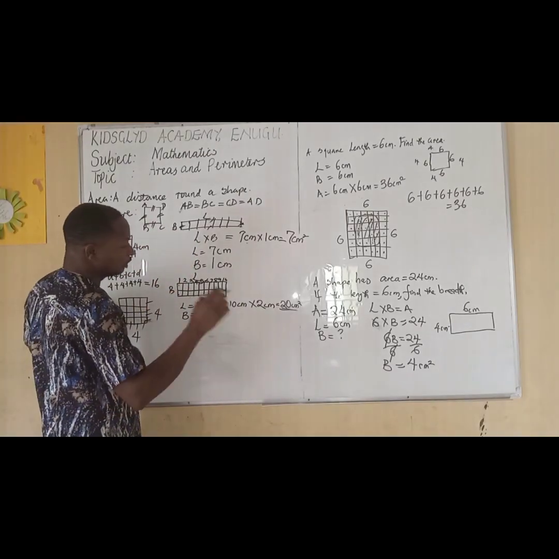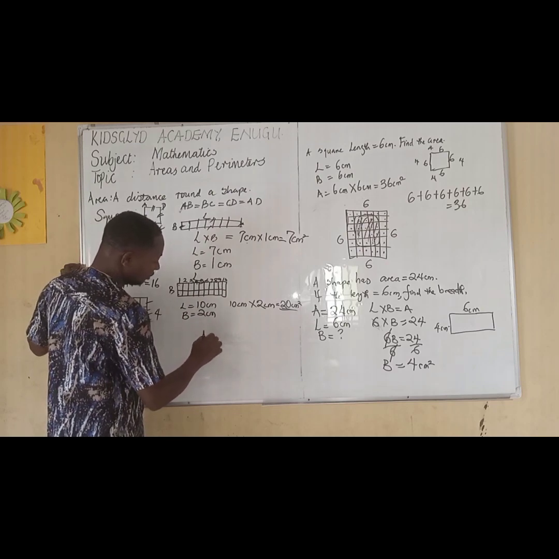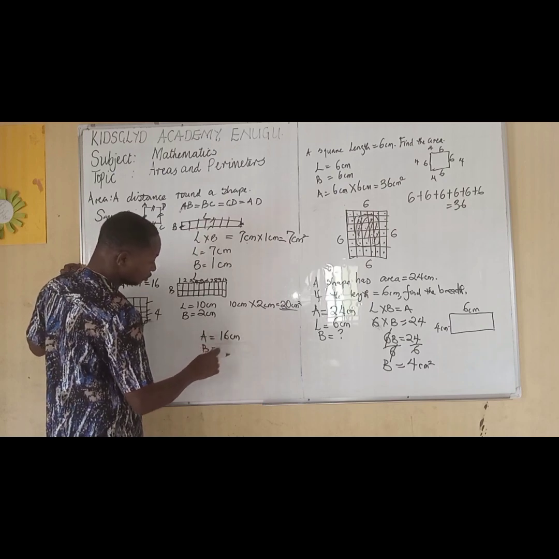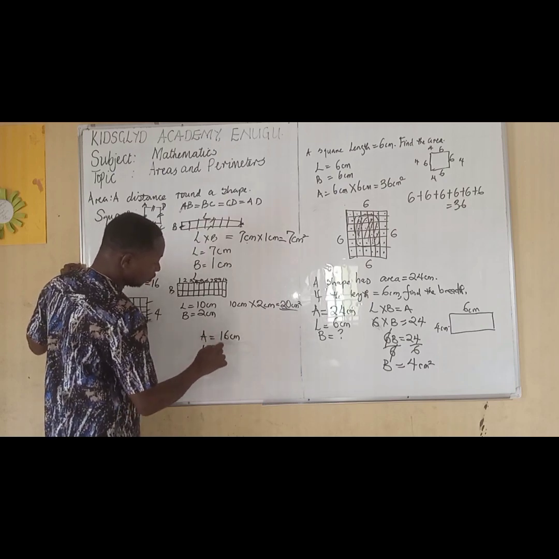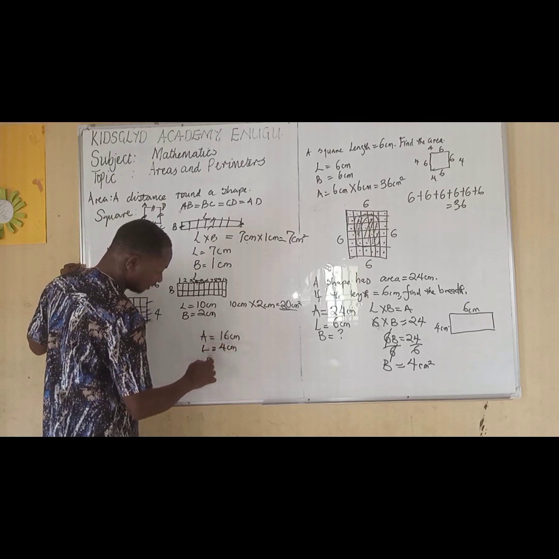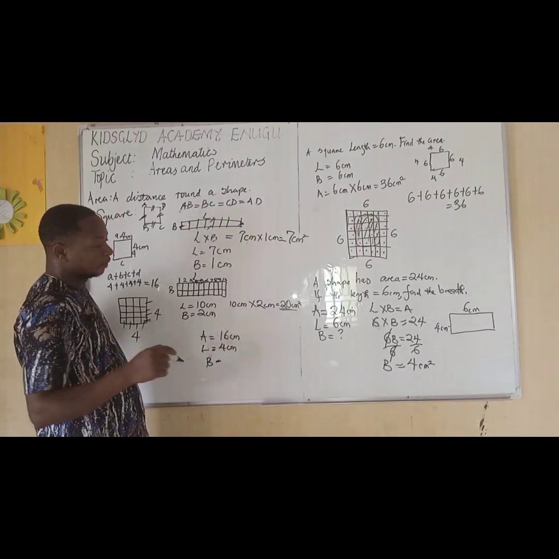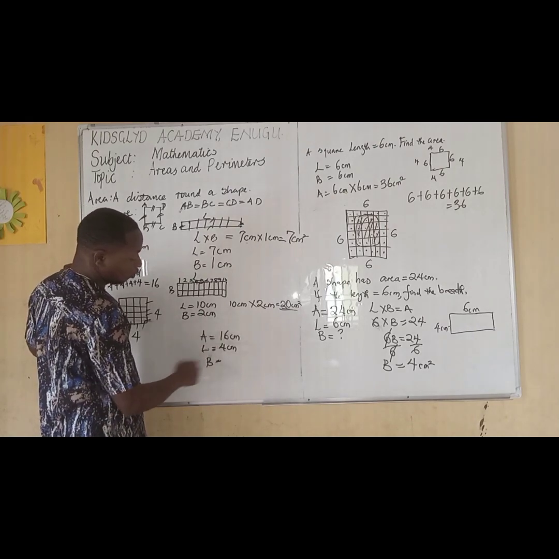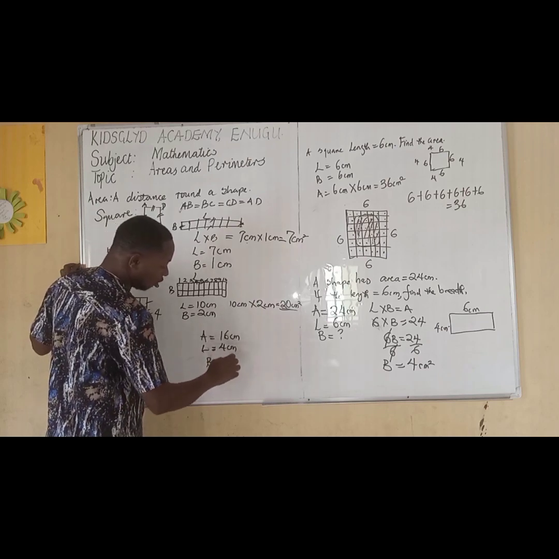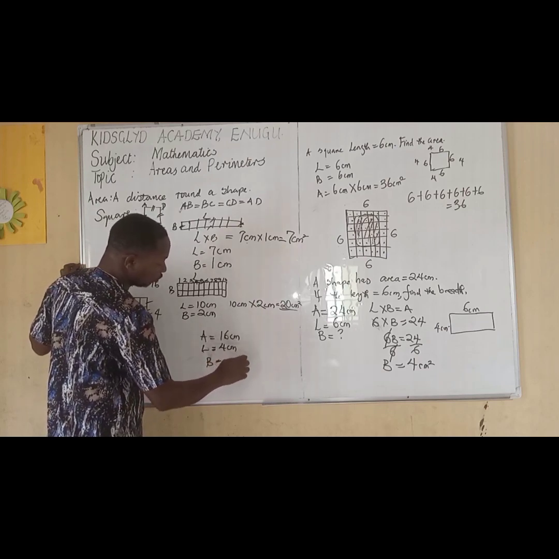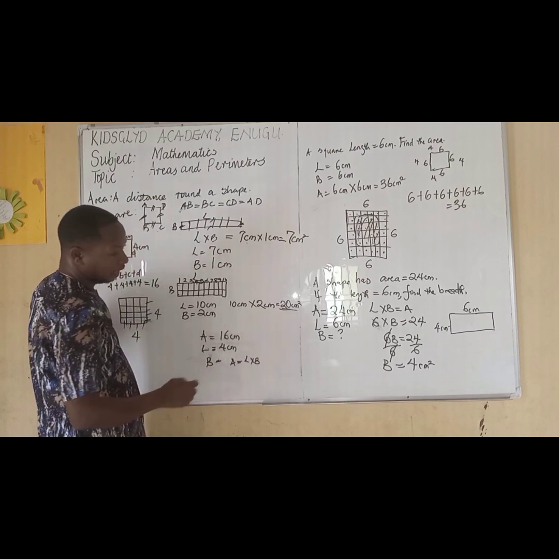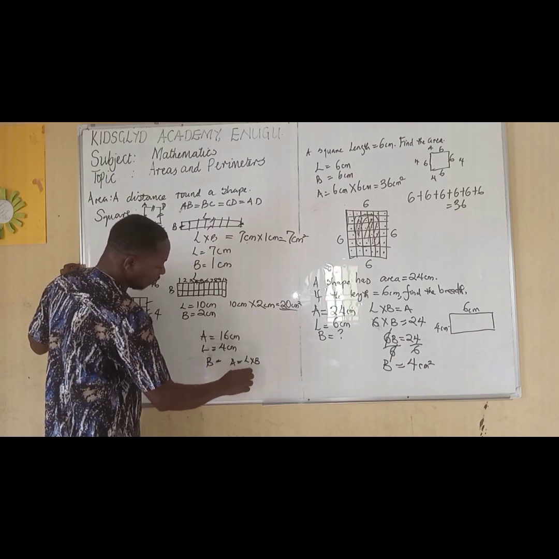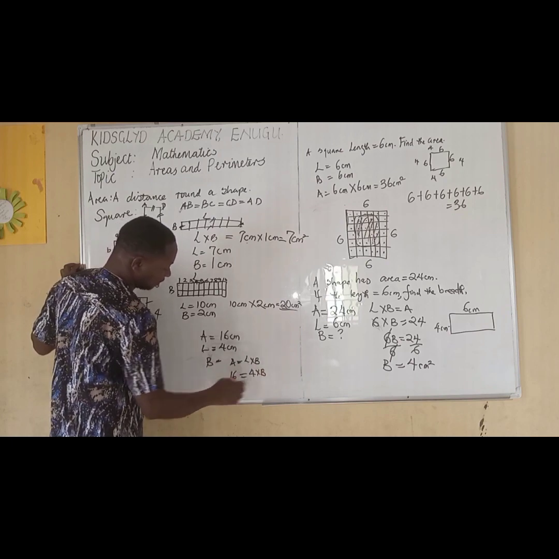Now, if a shape has the area equal to 16 centimeters squared and it has the length equal to 4 centimeters, what is the breadth? Let's reason it. The area is 16, the length is 4. We say that the area of a shape is equal to length times breadth. That means area 16 is equal to 4 times the breadth.